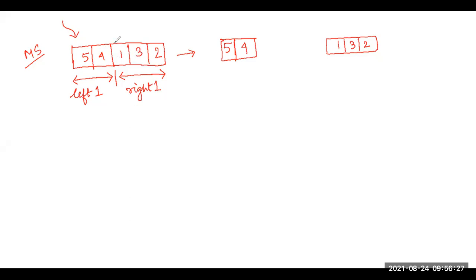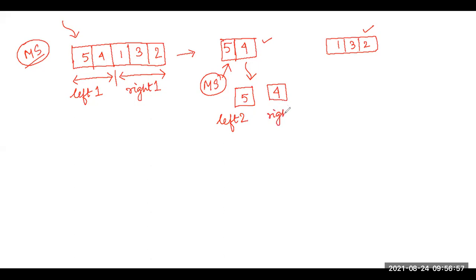And then after the first call to merge sort, I will have two sectioned arrays like this. Now again, I will call merge sort on this array. When I call merge sort on this array, again it will partition into two roughly equal parts. One part is 5, another part is 4. So I can say that this is the second call which I am doing.